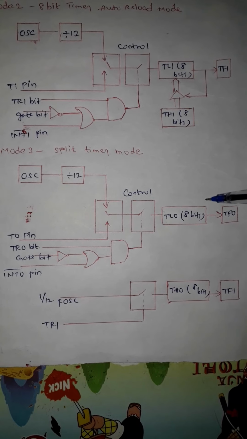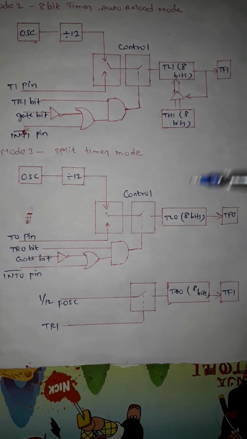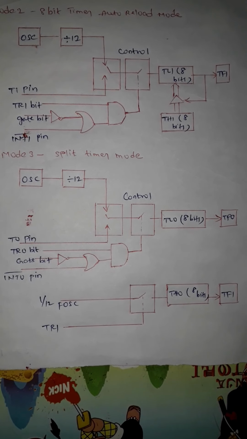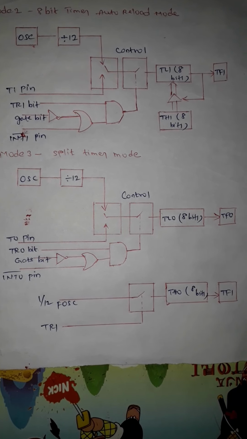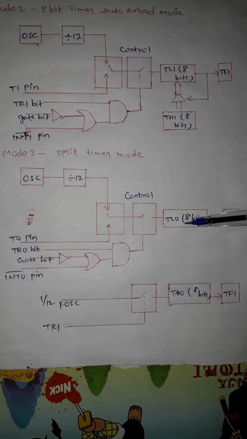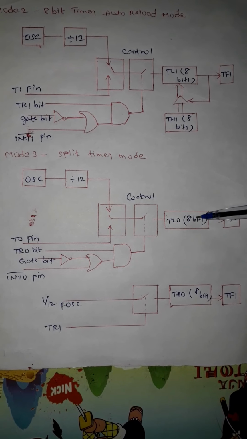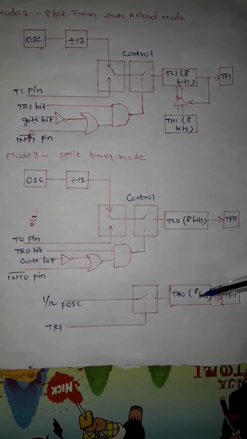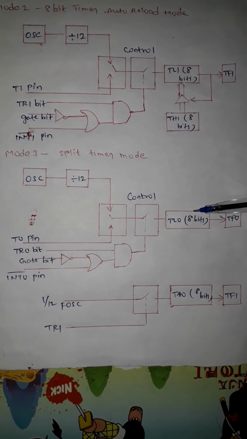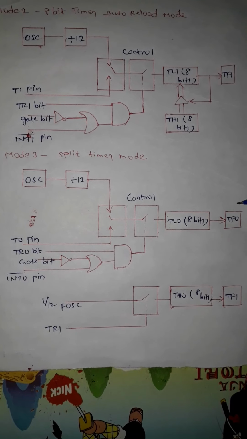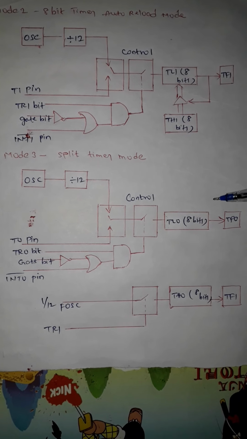So timer 0 is used as two 8-bit timers. Timer 0 is actually a 16-bit timer, so that 16-bit timer is used here as two separate 8-bit timers. So they are used to count values up to 255. Timer lower is used to count the value up to 255, and timer higher is also used to count the value up to 255. Once they have reached their maximum values, they are used to generate the overflow interrupts separately. So that is the split timer mode.